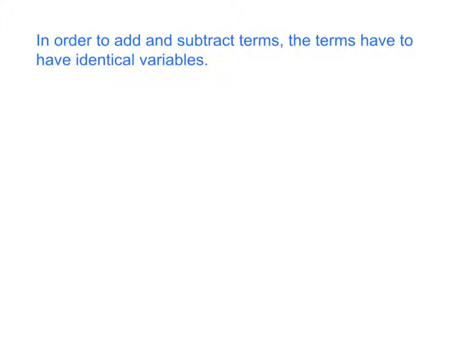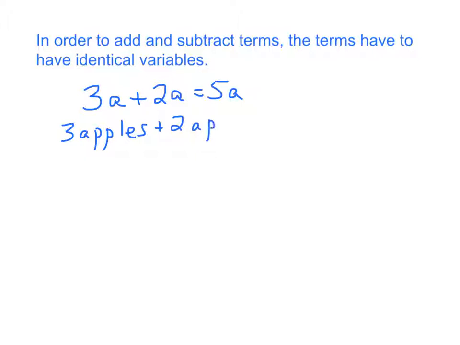In order to add and subtract terms, the terms have to have identical variables. For instance, you can add together 3a plus 2a. 3a plus 2a is equal to 5a. And I oftentimes think about this as something like 3 apples plus 2 apples, which you can certainly put together and get 5 apples.